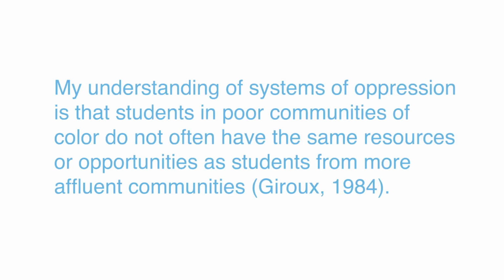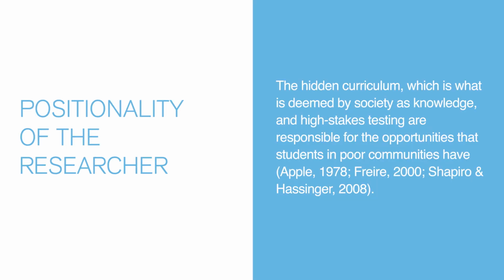My understanding of systems of oppression is that students in poor communities of color do not often have the same resources or opportunities as students from more affluent communities. The hidden curriculum, which is what is deemed by society as knowledge, and high-stakes testing are responsible for the opportunities that students in poor communities have.